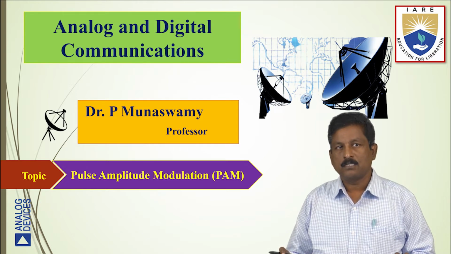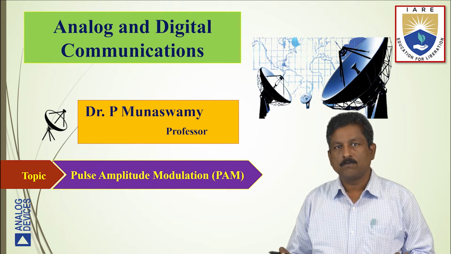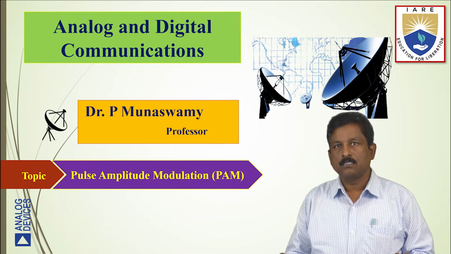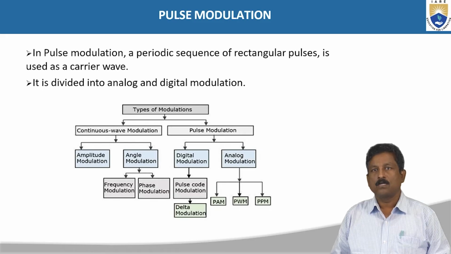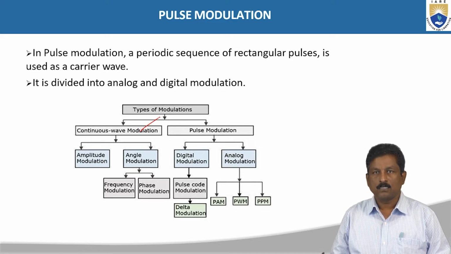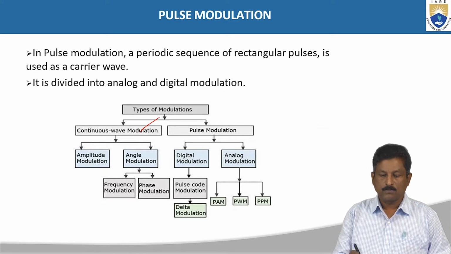Whereas in continuous wave modulation, the sinusoidal wave, which is the continuous wave, acts as a carrier signal. In pulse modulation techniques, a train of pulses, a group of pulses, acts as a carrier signal. Based on this, overall, we can classify modulation into two categories: the continuous wave modulation and the pulse modulation.